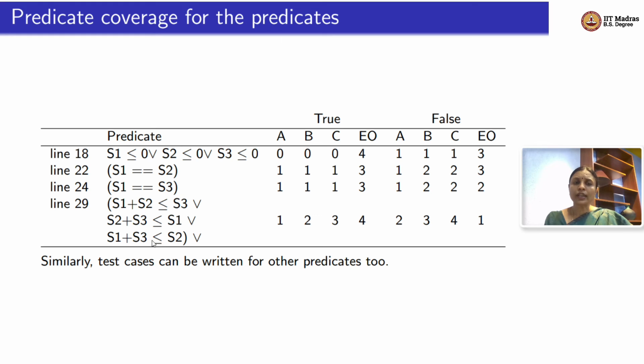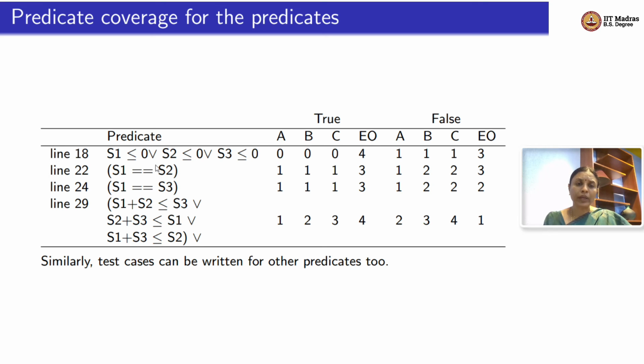Line 29 checks for a scalene triangle, all 3 sides different, versus an invalid triangle, where the sum of 2 sides is less than or equal to the third side. So I have given inputs as 1, 2 and 3, and the expected output is not a valid triangle, 4. If I give 2, 3 and 4, then it becomes a scalene triangle, expected output is 1. So like this I can give test cases.